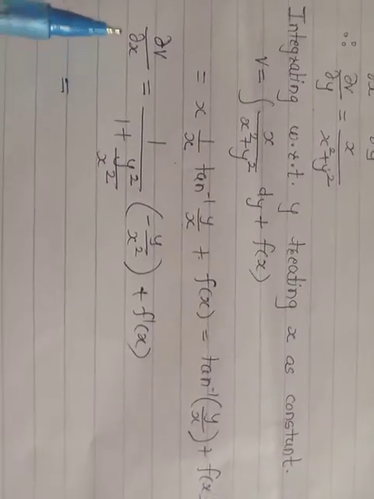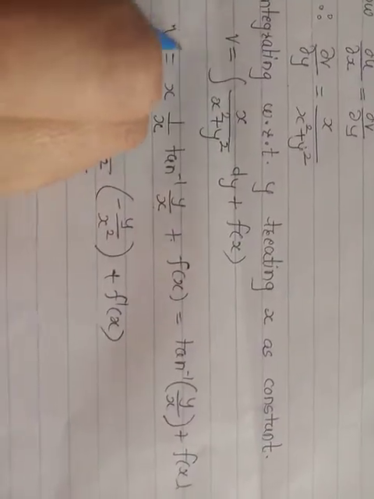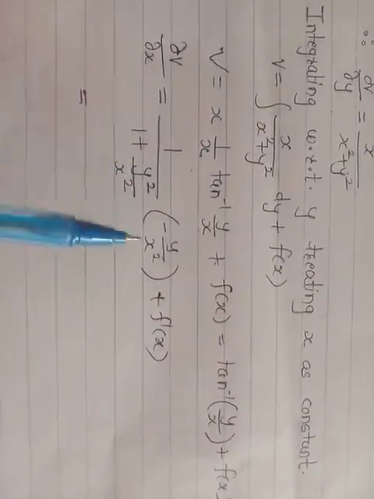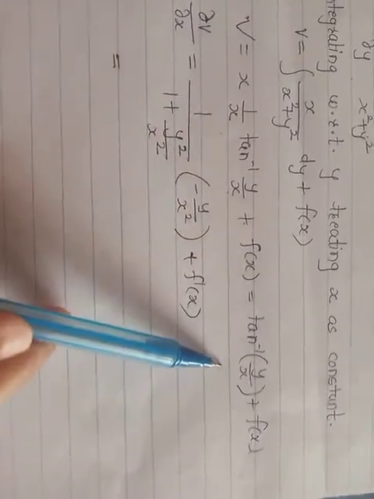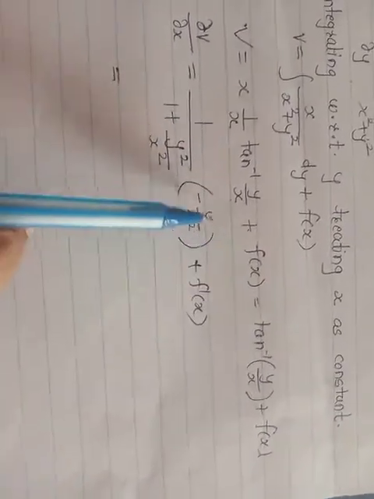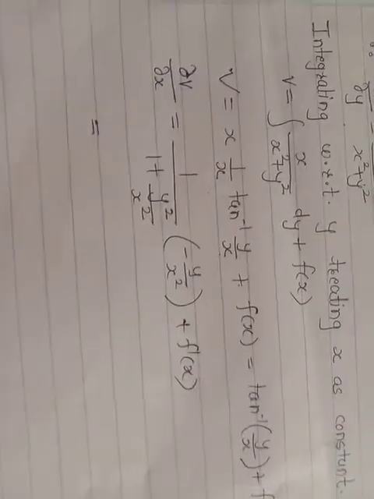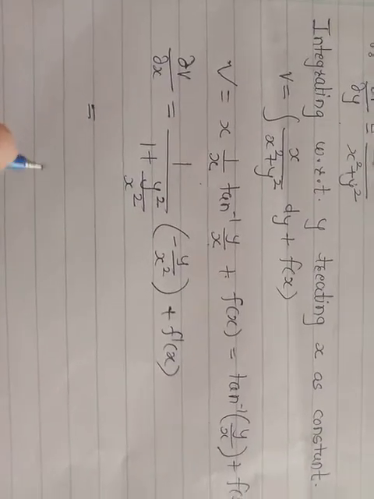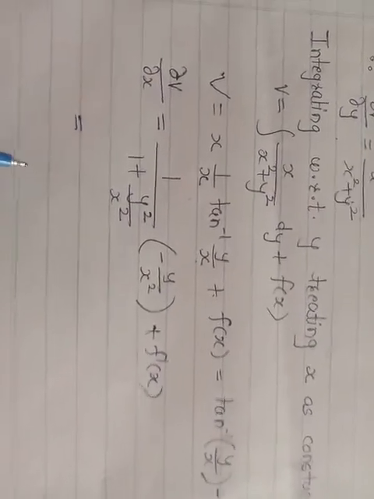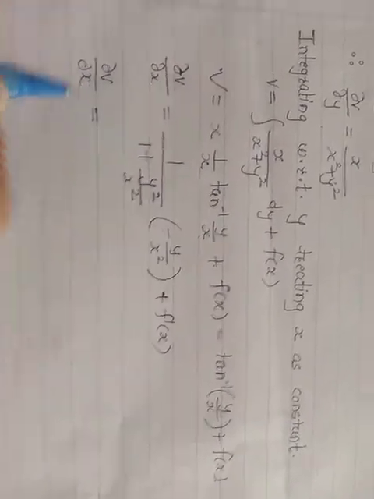Now ∂v/∂y, this is basically v. Now ∂v/∂x is tan⁻¹(y/x), that is 1 upon 1 plus y²/x² into the derivative of y/x, which is minus y/x², plus f'(x). Now we can say this is ∂v/∂x.